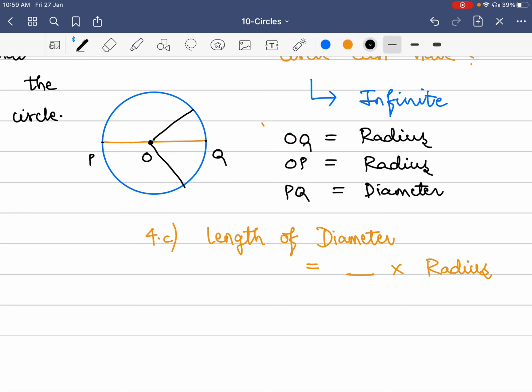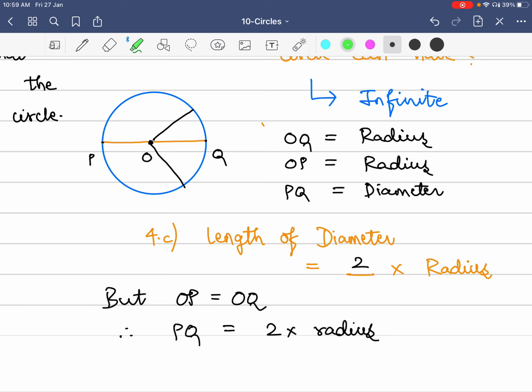So I want to just write it here. OP is equal to OQ, and therefore PQ will be equal to 2 times the radius of the circle. So this 2 is important, I'm going to highlight it. This 2 is an important number which gives us the relation between the diameter of the circle and the radius of the circle. Every diameter of the circle will be twice the radius of the circle.